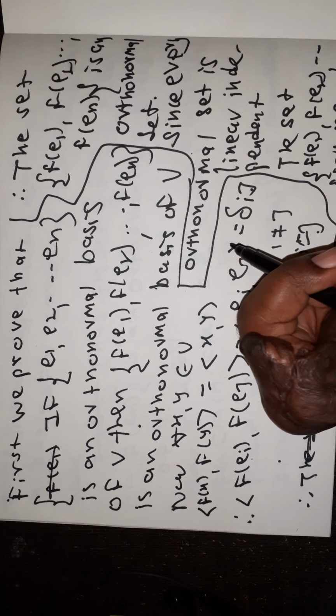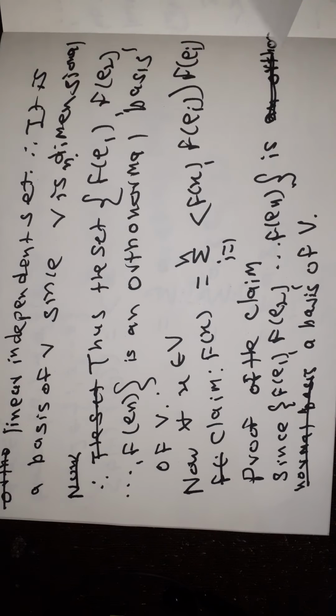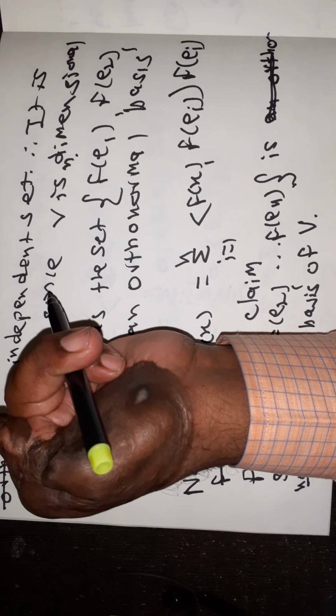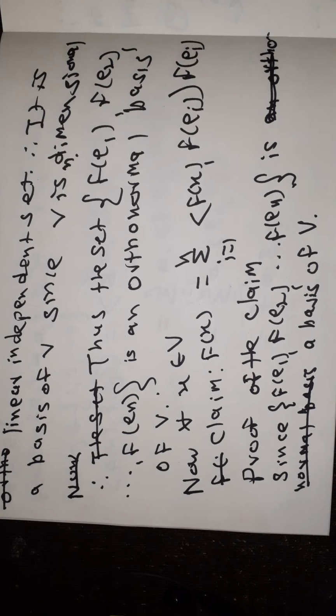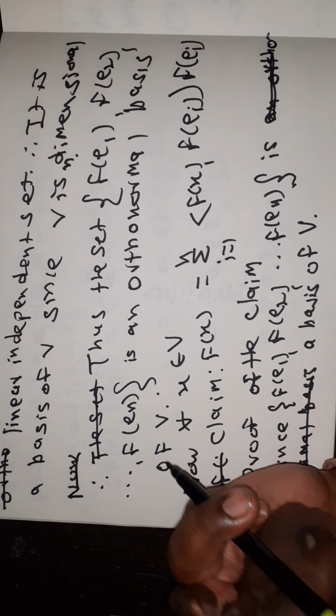Since every orthonormal set is linearly independent, the set f(e1), f(e2), ..., f(en) is linearly independent, and therefore it is a basis of V. Here V is not mentioned, but actually V is n-dimensional, and therefore it is a basis, because n linearly independent vectors form a basis. Thus the set f(e1), f(e2), ..., f(en) is an orthonormal basis of V.